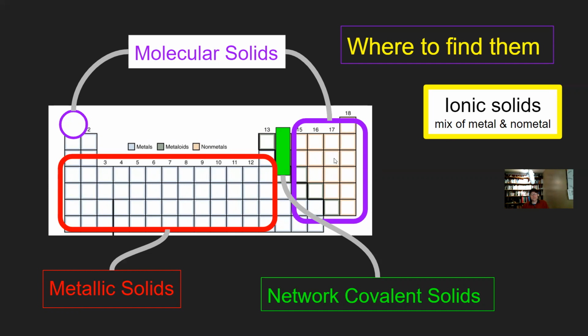Molecular solids are, well, first thing you have to do is make a molecule, and molecules are made up of covalent bonds, and covalent bonds generally happen between two non-metals. So you'll notice I connected the hydrogen on the left of the periodic table with all of the non-metals on the right-hand side of the periodic table to mention the molecular solids there in purple. And then last but not least, ionic solids, which are a mixture of metals and non-metals together.